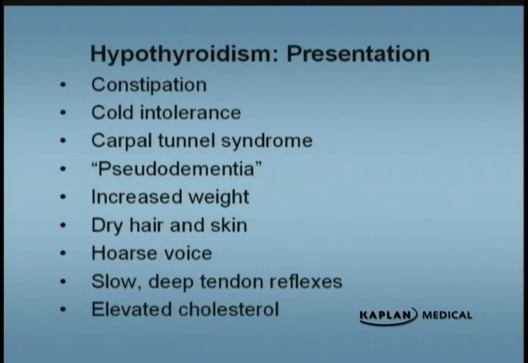Well, the classic presentations are cold intolerance and constipation. Some of these patients develop carpal tunnel syndrome. You have to think about this. I told you in acromegaly that when the patient presents with bilateral carpal tunnel syndrome, you have to think about hypothyroidism. You have to think about acromegaly.